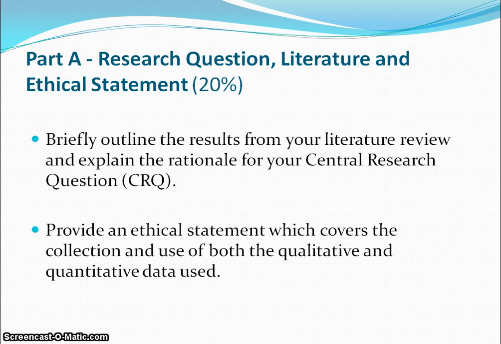So Part A looks at the research question, literature and ethical statement, and it's worth 20% of Assessment Task 2. Section A asks you to briefly outline the results from your literature review and explain the rationale for your central research question. All students should have looked at a literature review as part of their Assessment Task 1, and we would advise students to go back and look at the literature that was found in the workshops, and think about how this can be embedded into Section A of Assessment Task 2.